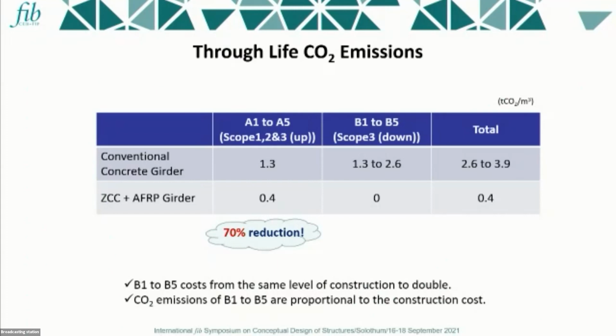On the other hand, zero cement concrete, and aramid fiber is zero because no maintenance. So totally conventional concrete 2.6 to 3.9 ton, and also zero cement concrete is still 0.4, which means the 85% to 90% reduction of the whole life of the structure is very huge amount.